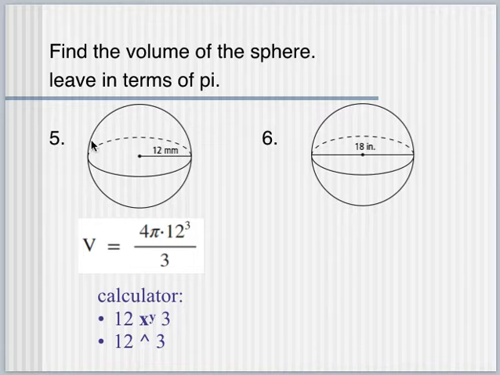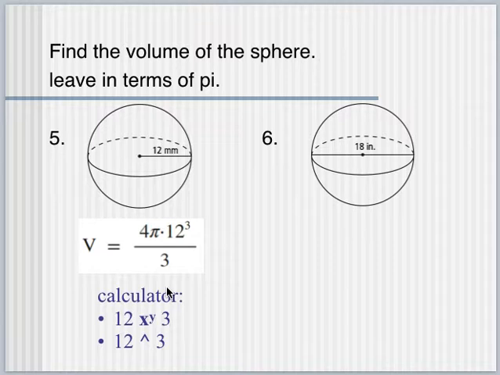So here we have that sphere with a radius of 12, so we plug that in for r in our 4 pi r cubed all over 3 formula for volume. Now, as you recall, order of operations, we have to do the exponents before we do the rest of the problem. So we have to figure out what 12 to the power of 3 is.